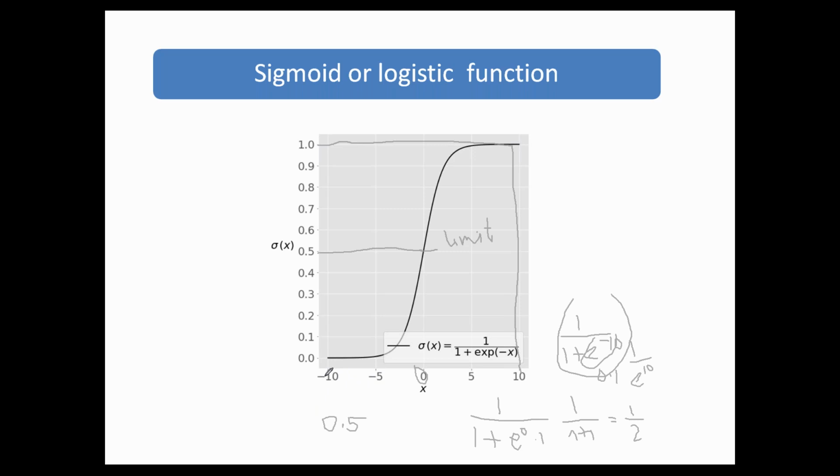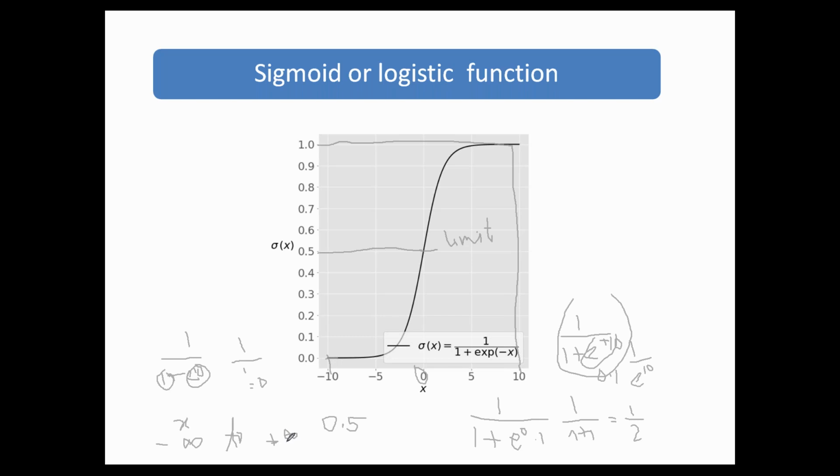Okay. Similarly, when x is equal to minus 10, this will be e power plus 10. So it will be 1 by 1 plus e power 10. This e power 10 will be a very large value, so the 1 will be insignificant as compared to e power 10. So 1 by a large value will be near to 0. So that means x can vary from minus infinity to plus infinity.